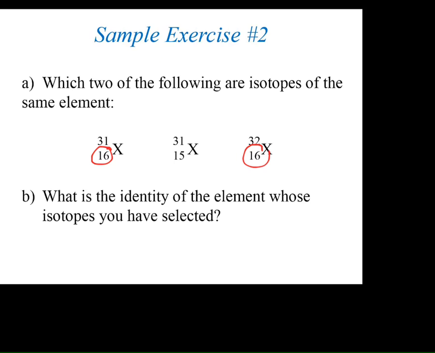How do you know? Just find number 16 on your table, right? It's number 16. Right, good. So that's sulfur, right? So that's sulfur-31. That's sulfur-32. What's the middle one then? Number 15, right? So it's phosphorus-31. Yeah, right, good. So B is sulfur, S, sulfur. Okay, good.